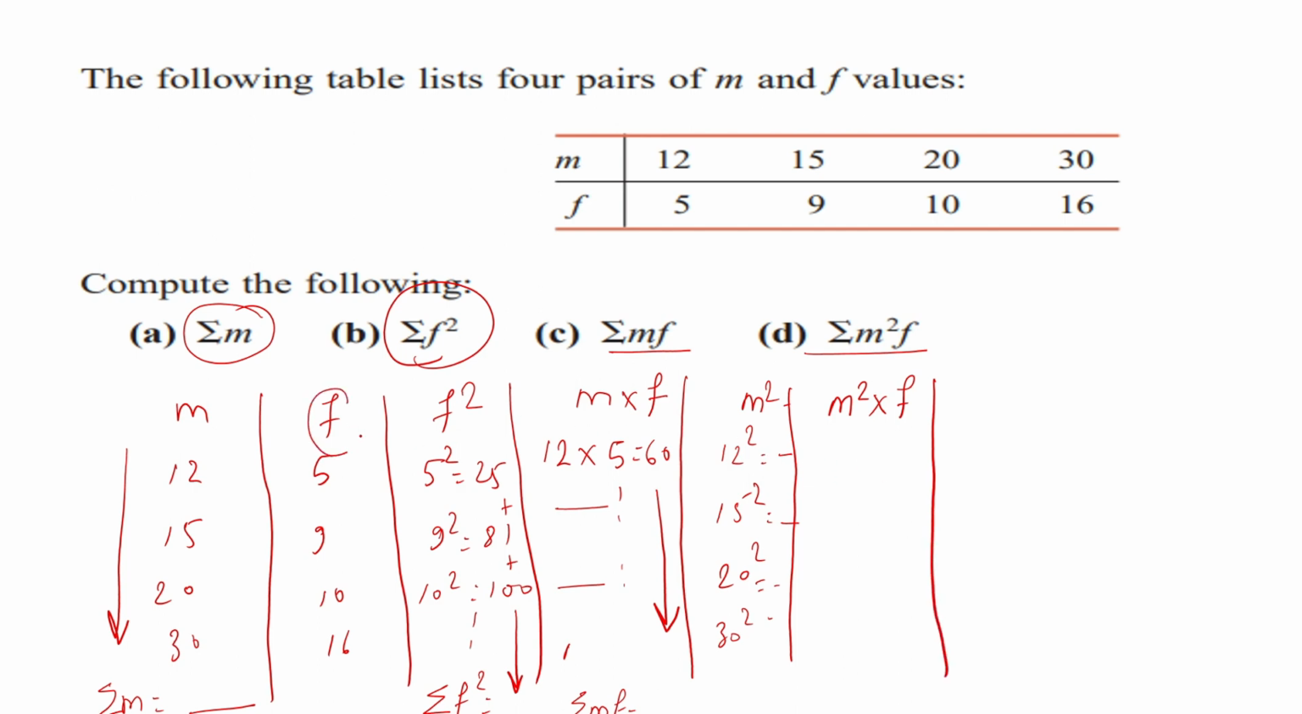After multiplying m square and f we get 4 values here. After adding these 4 values we get the summation of m square f, and this is the total case of the summations of the values.